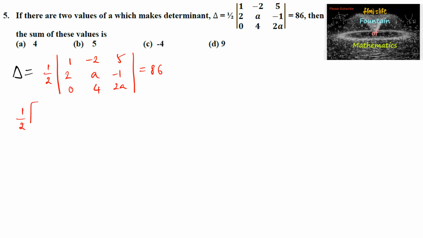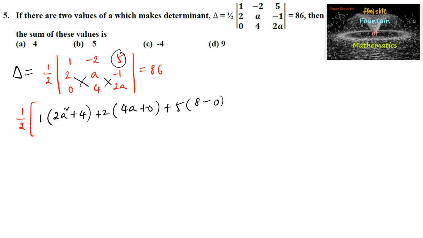1 by 2 times the determinant. We can write it as 1 times 2A, that is 2A square, minus minus plus 4, and minus of minus plus 2 times, we can write 2 into 2A, that is 4A plus 0, and again plus 5 times, 2 fours are 8 minus 0, which is equal to 86. Or we can write 1 by 2 times 2A square plus 4 plus 8A plus 40 is equal to 86.